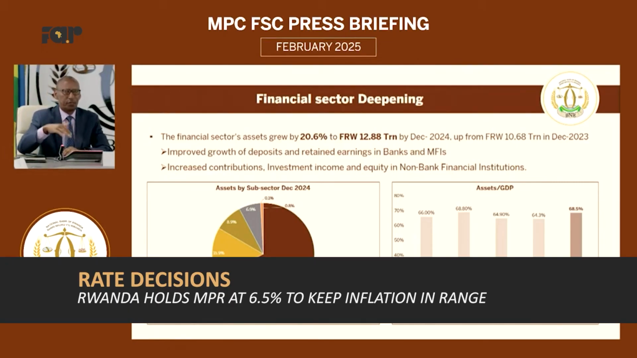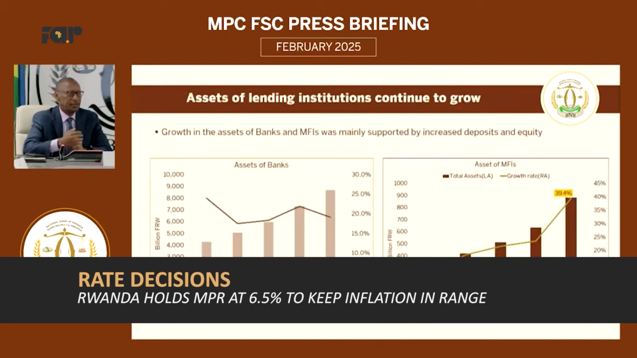But looking from 2022, the financial sector vis-a-vis the economy started recovering, and it remains strong. It remains strong in terms of its deepening, but also financing the economy in general. And this is seen across all the subsectors of the financial sector. So the slide here shows the growth of the assets of the banking industry and the microfinance institutions.